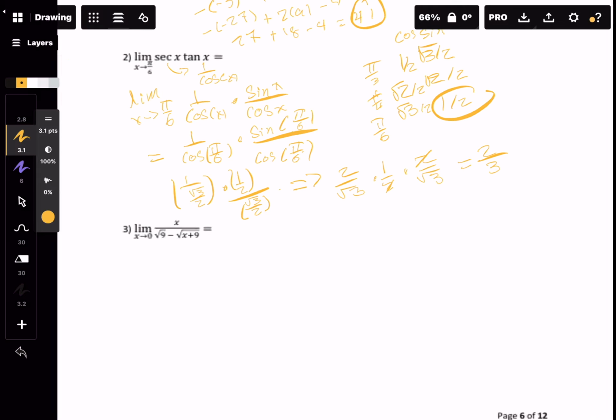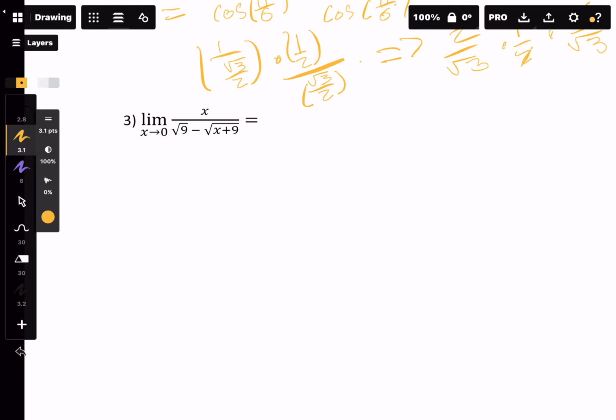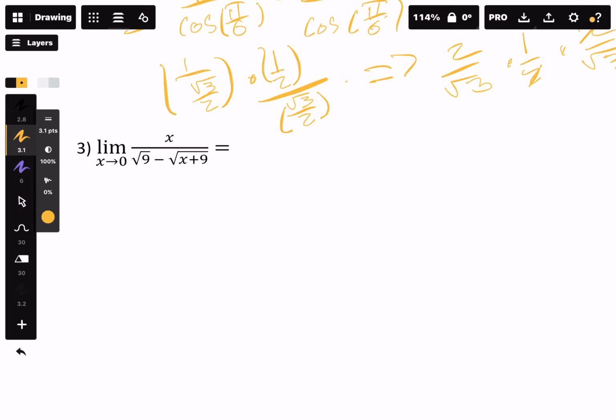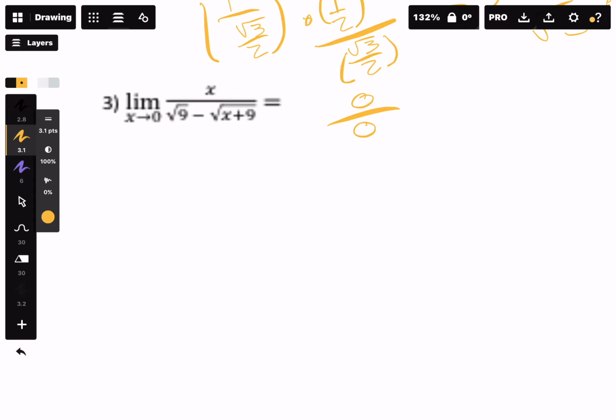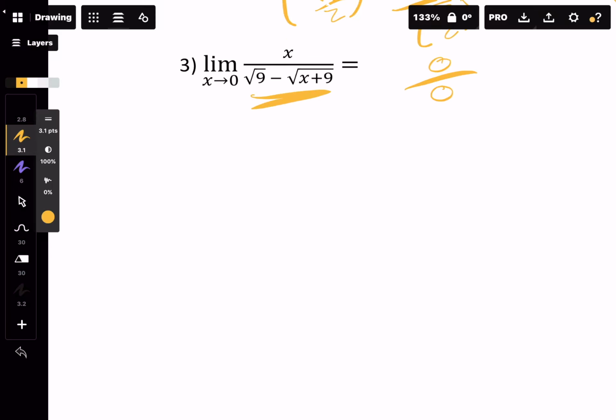Okay, pretty simple. This limit problem right here is going to be a bit harder, but it's pretty easy after you see it. So let's start it out. We can't solve this right away, since if we plug it in we're going to get 0 over 0. So we've got to do something different. We're going to find the conjugate. The conjugate is just multiplying by the conjugate of the numerator over itself. Let me do that real quick.